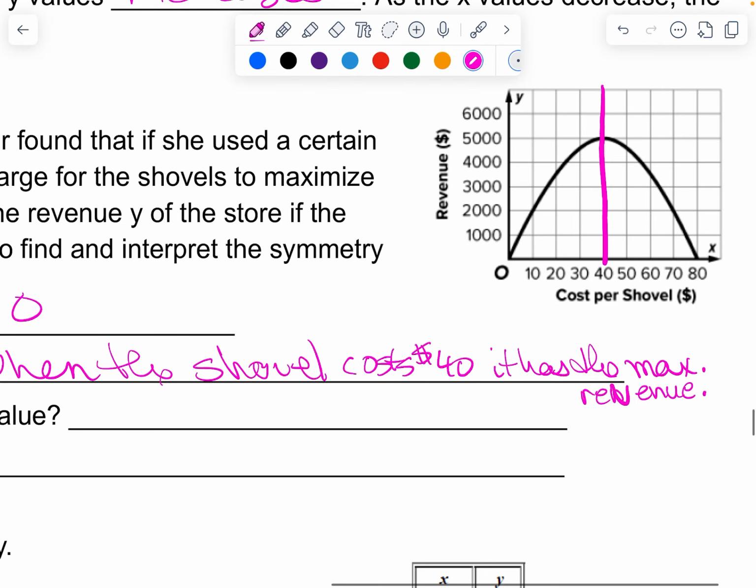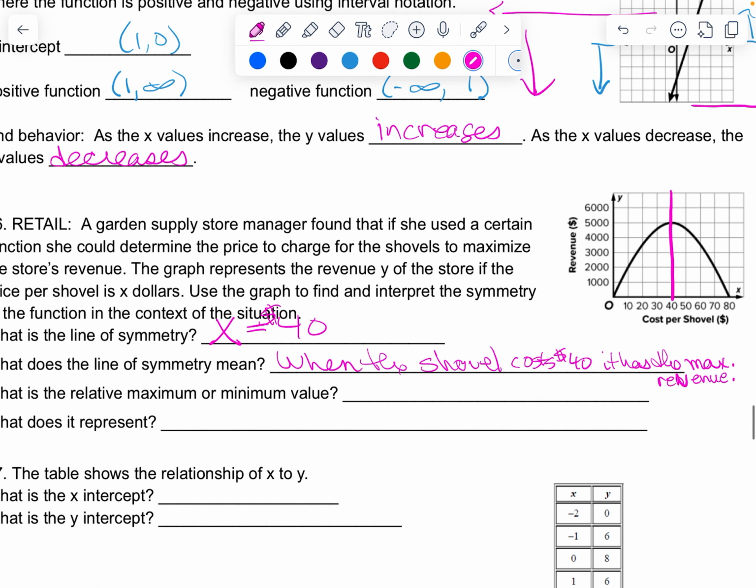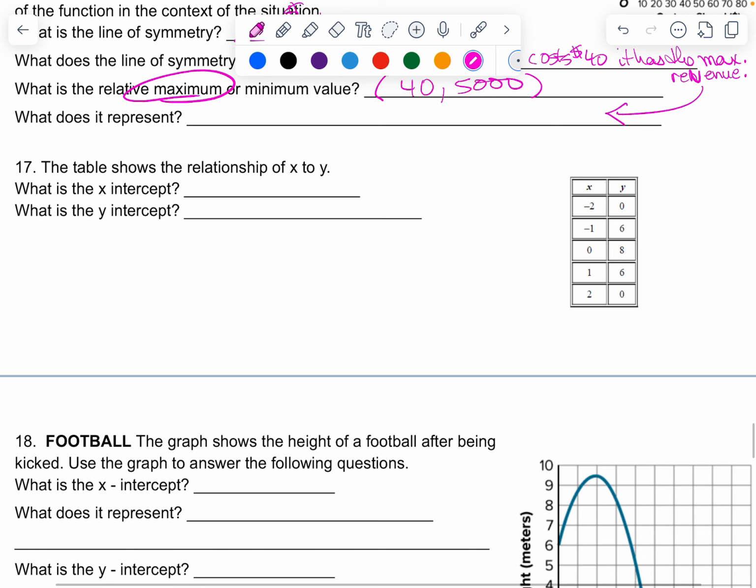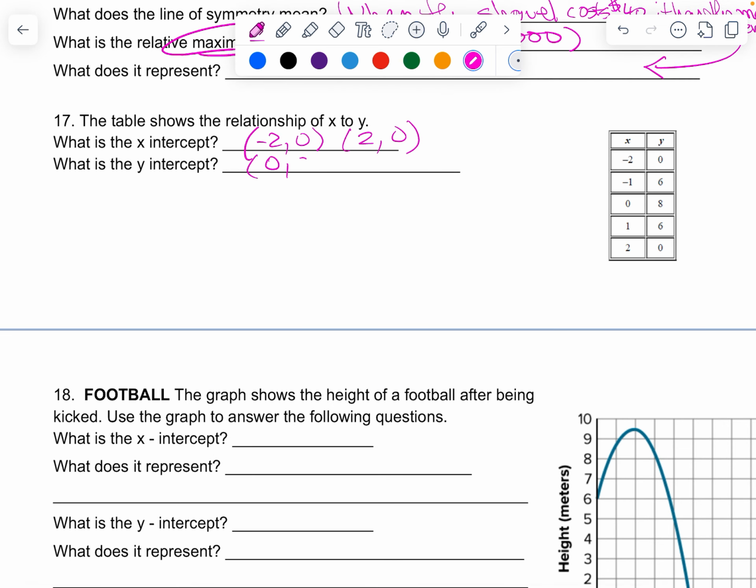Okay. The relative maximum is the point 45,000. And basically it means the same thing. Okay, what is the x-intercept here? So that's when y is 0. So -2, 0, and 2, 0. What is the y-intercept? 0, 8.